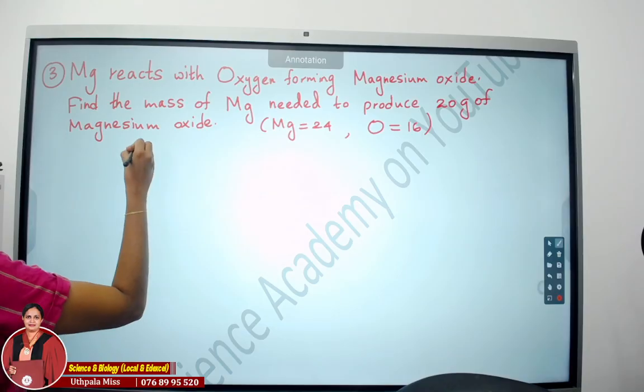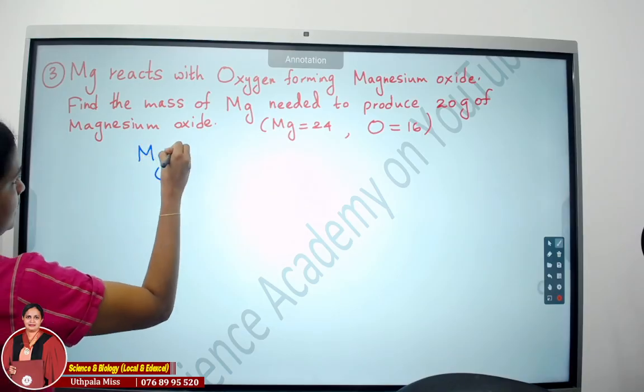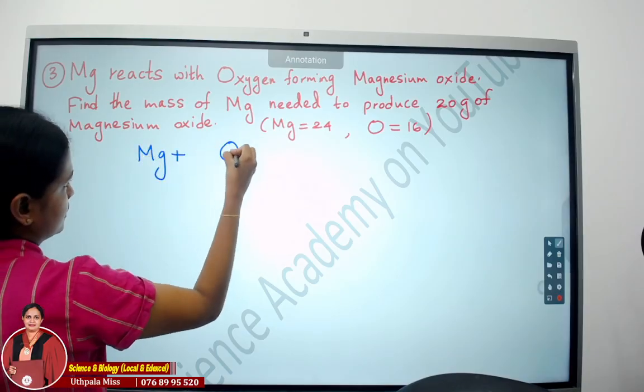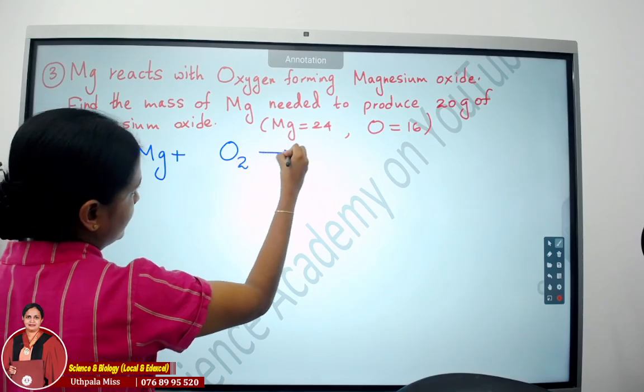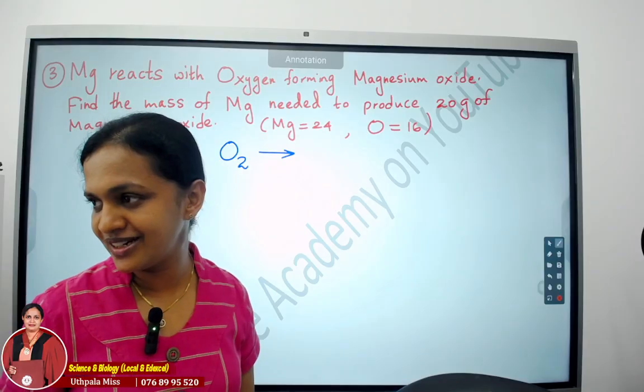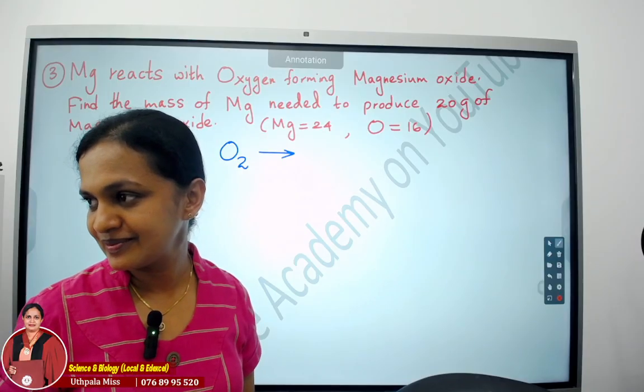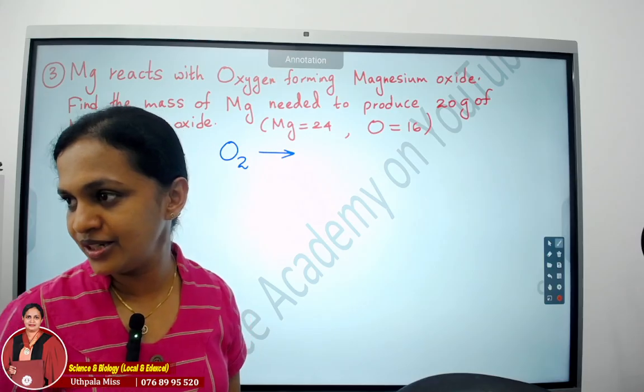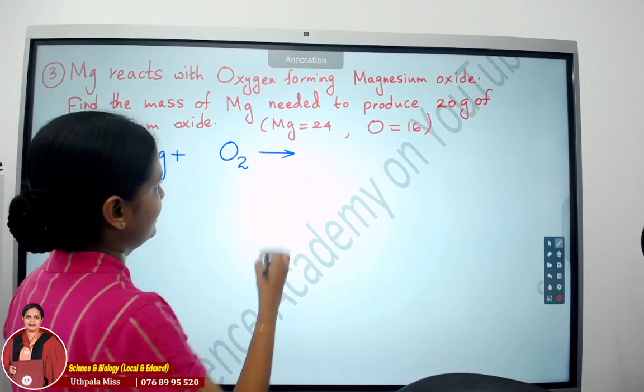Magnesium reacts with oxygen. Oxygen is O2, forming magnesium oxide. What is the formula of magnesium oxide, Limansa? Yes, magnesium oxide, what is it? MgO, yes, MgO.